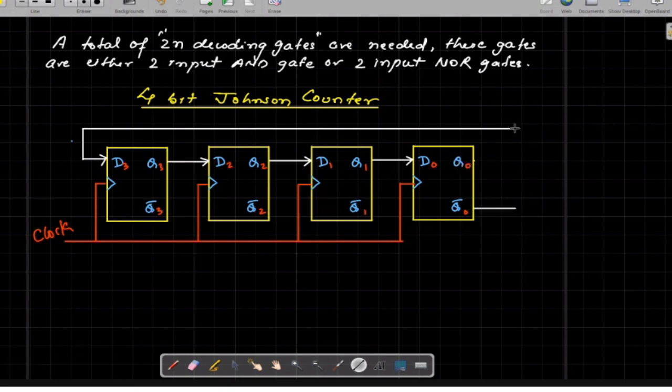Am I audible? Yes, sir. And my board is visual, yeah? Yes, sir. Okay. So this is your Johnson counter. Okay. This is your Johnson counter. And now let's try to understand.